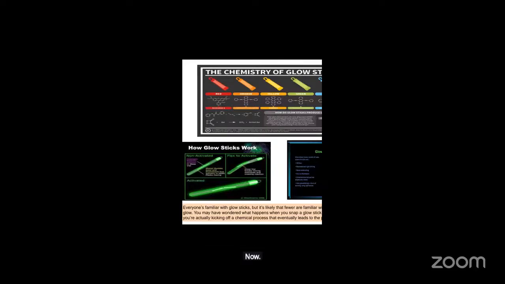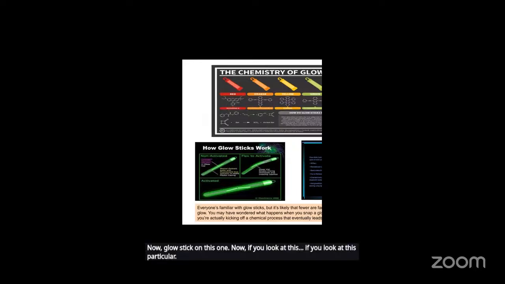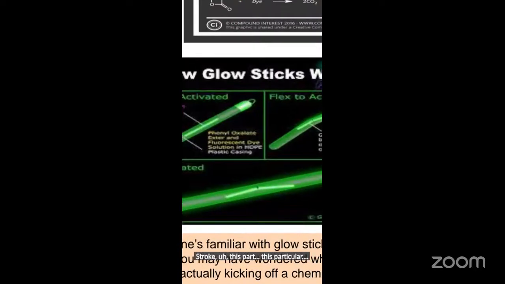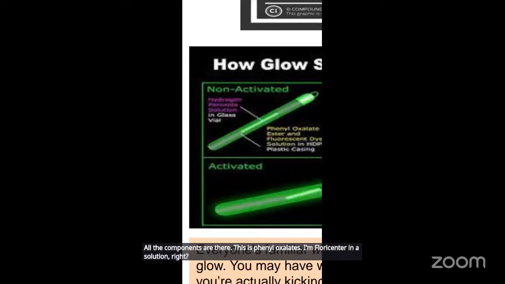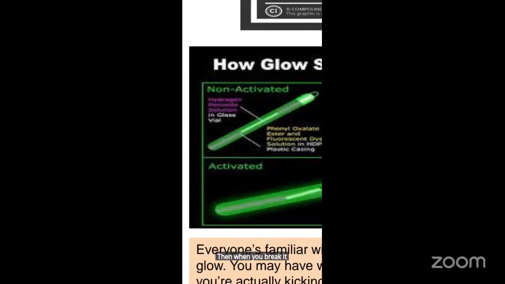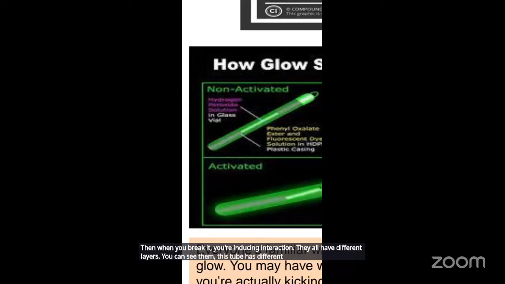Now, looking at this particular slide of the glow stick, you can see all the components are there. This is phenyl oxalate and fluorescent dye in a solution, and this other one is hydrogen peroxide. But when you break it, you're inducing interaction. They all have different layers in the tube: one layer for phenyl oxalate and dye, another layer for peroxide.